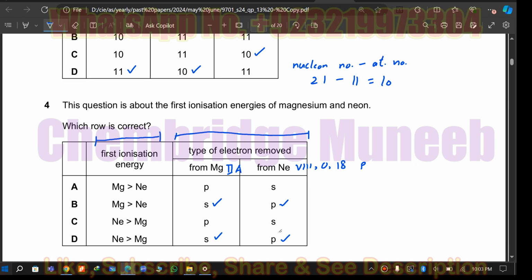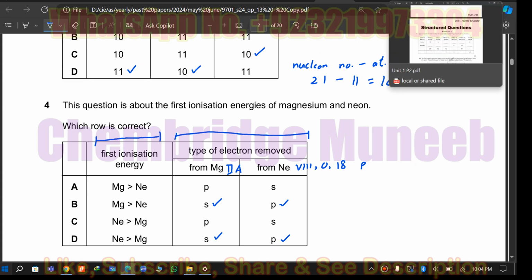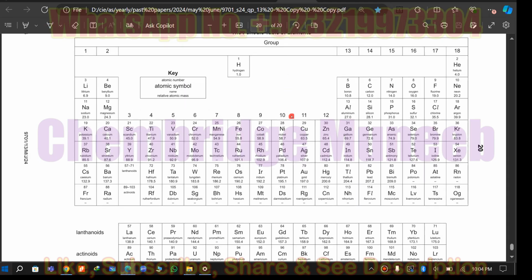Now the problem lies with the first column, that what should be the energy order for magnesium and neon. Now to find that, we need to check the periodic table. This is the periodic table. This is magnesium and this is neon. Neon is present in the second period and magnesium in the third period. Neon is on the extreme right and magnesium is in the second group.